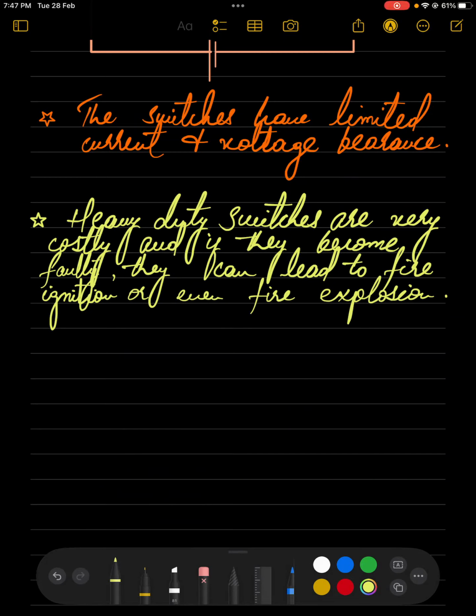So if we just burn out a heavy switch in a few months or in a year or so, we would be like making a big dent on our cost because they are very costly. And the next problem is that if they become faulty and we just don't have any idea of them being faulty, they can ultimately lead to a big problem. Like they could ignite fire. You would have definitely seen that we are having cases of fire or explosions taking place in some industries or factories. That is because of heavy duty switches not functioning properly. So that is a major problem.